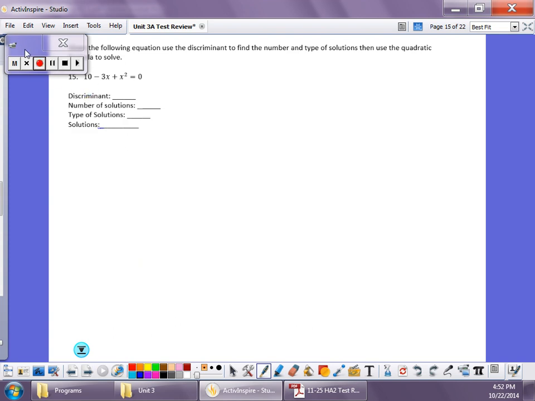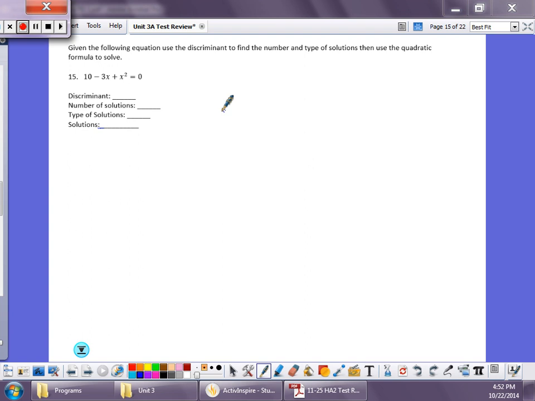Now we get into the quadratic formula. The first thing we need to do is write this in standard form. So it becomes x squared minus 3x plus 10 equals 0.